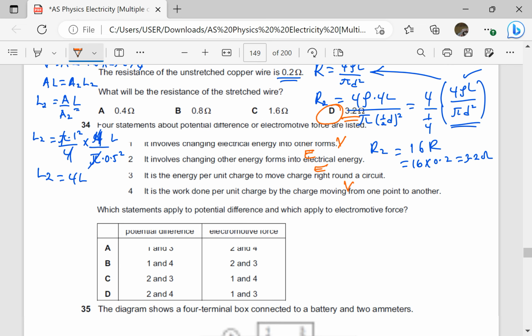So which statements apply to potential difference and which apply to e.m.f? So we have already seen them. 1 and 4 is PD. 2 and 3 is e.m.f. So our answer is going to be B.